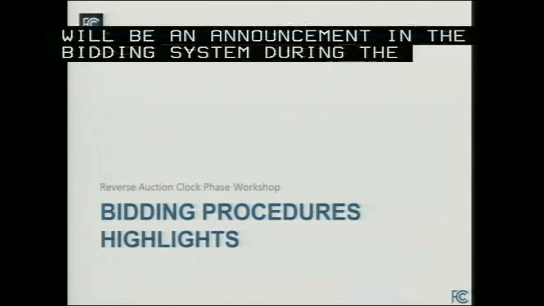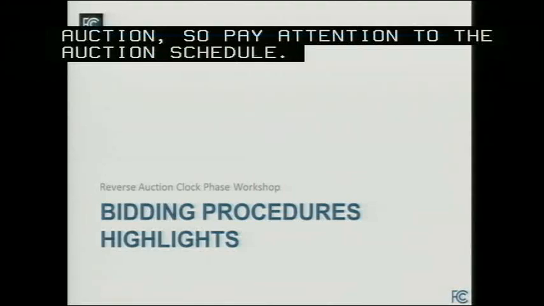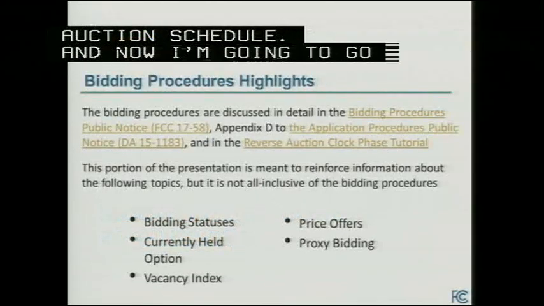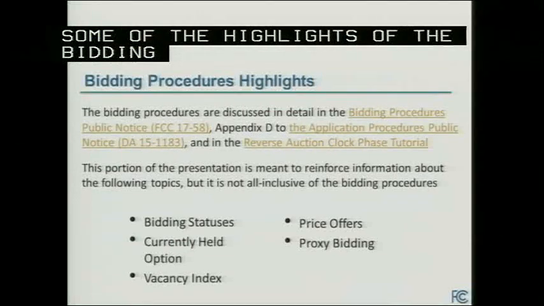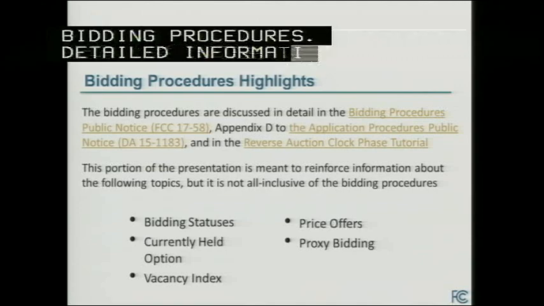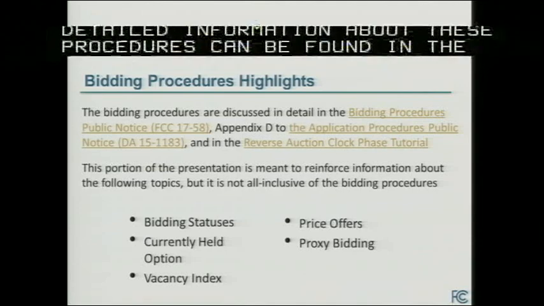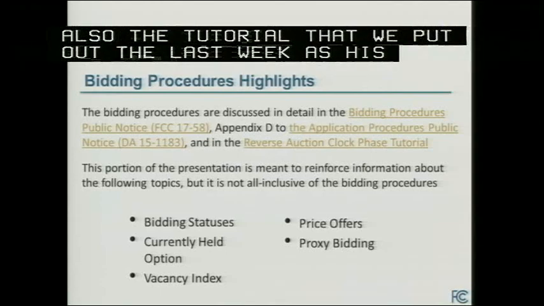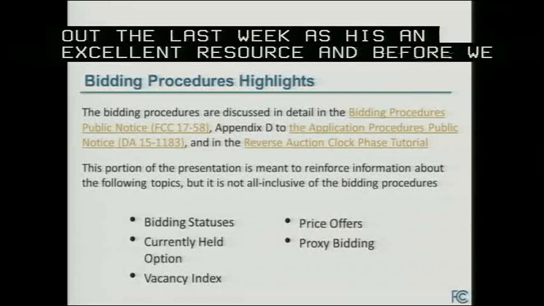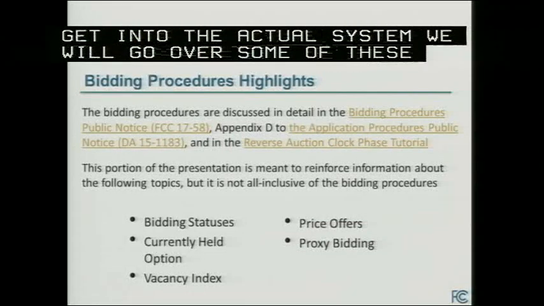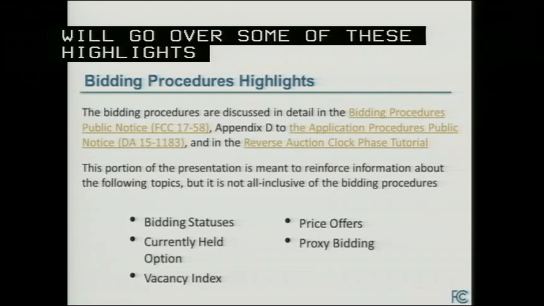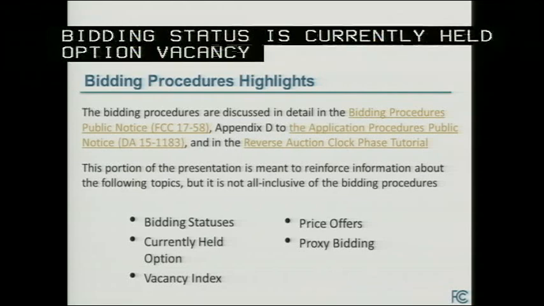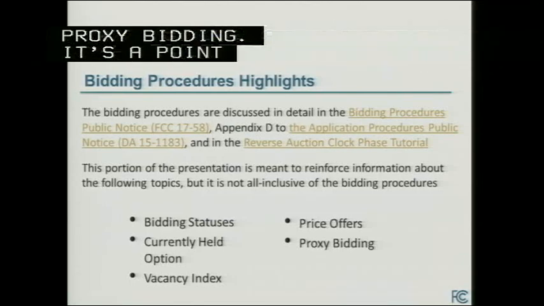I'm now going to go over some of the highlights of the bidding procedures. Detailed information about these procedures can be found in the bidding procedures public notice. Also, the tutorial that we put out this last week is an excellent resource. Before we get into the actual system, we're going to go over some of these highlights: bidding statuses, currently held option, vacancy index, price offers, and proxy bidding. This is a place for me to remind you about the high points of these procedures and for you all to ask questions later in this process.